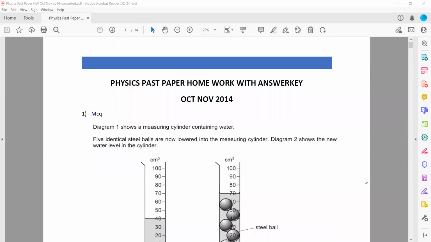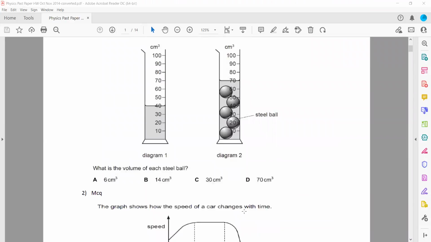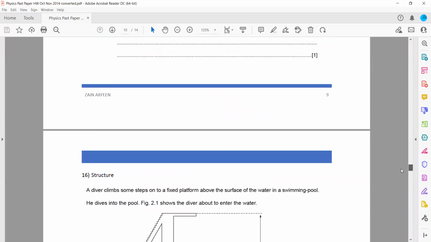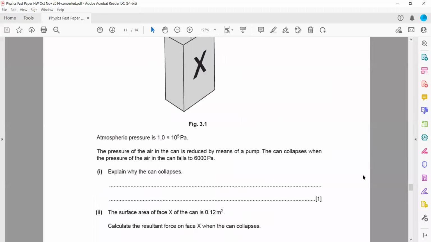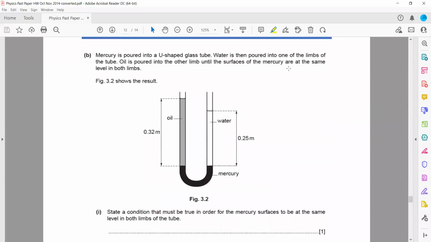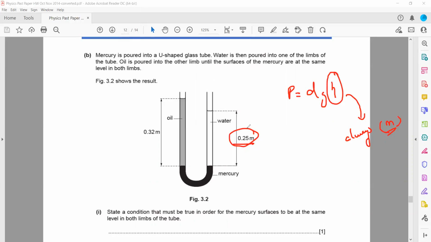Sir, for the last question, the answer will be in kilogram per what? Kilogram per meter cube. Because if the length is in meter, then the answer should be in meter cube. If the length is in centimeter, then the answer will be in centimeter cube. But always remember, whenever you are using this formula, pressure is density, gravity and depth, this h can never be in another unit. It should always be meter. The height and depth, if the question gives them in centimeter, then we have to convert into meter.